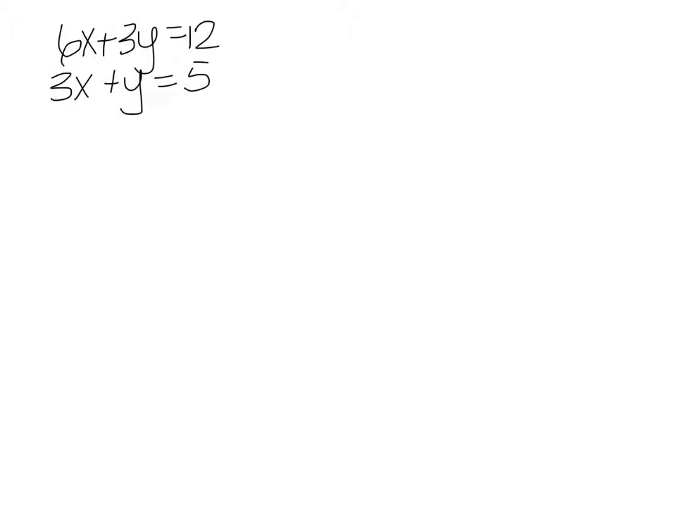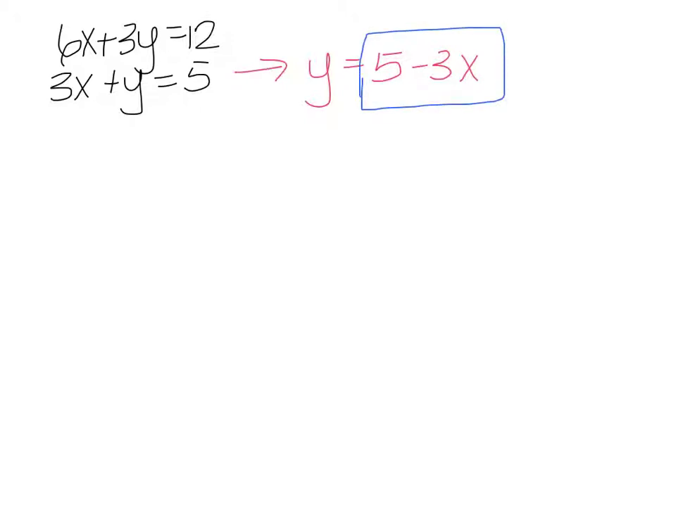Step 2. So this is what we have so far. You don't have to rewrite this part. We've got 6x plus 3y equals 12, and we had 3x plus y equals 5, and we took that second equation and we solved for y. So y equals 5 minus 3x. That was all the first step. My second step is to take what we just isolated. We isolated y. So I'm taking what y equals, that chunk, and plug it into the top, into the y spot.